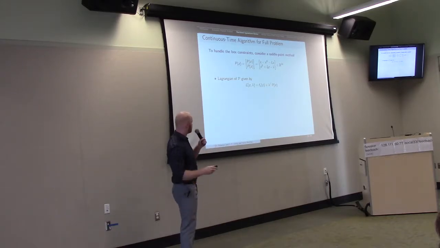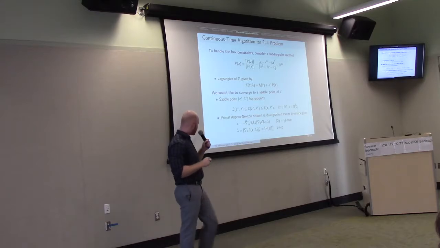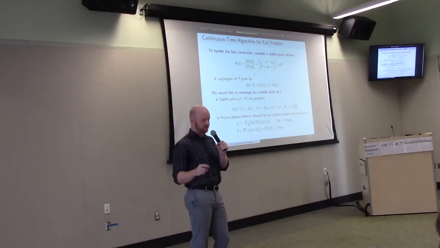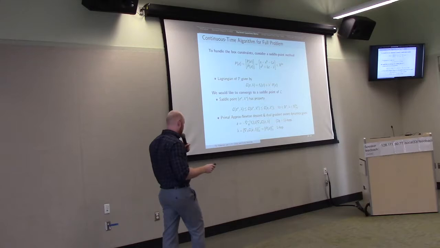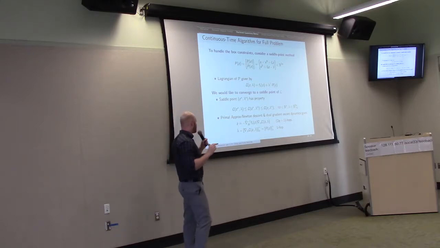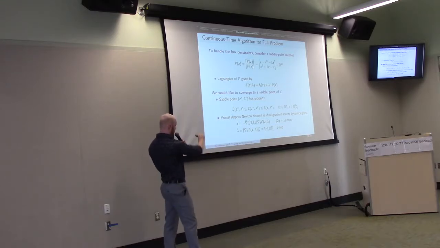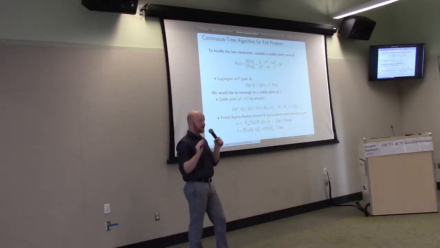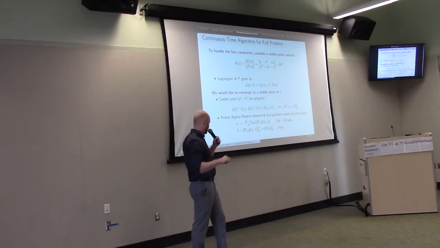And then we introduce the Lagrange multiplier lambda. And now we want a saddle point of this function. That's the point we're looking for. And so I'm going to propose that we'll do an approximate Newton descent in the primal variable z here, and a gradient ascent in the dual variable.